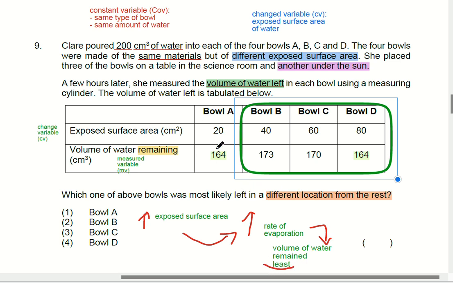But for bowl A, you can notice that the volume of water remaining is the same as D. So it means that bowl A should be the bowl that's being placed under the sun. That causes the rate of evaporation to be so much higher, even though the exposed surface area is so much lower. So our answer for this case will be bowl A, which is number 1, the only bowl that's being placed under the sun. Hope you understand better now.